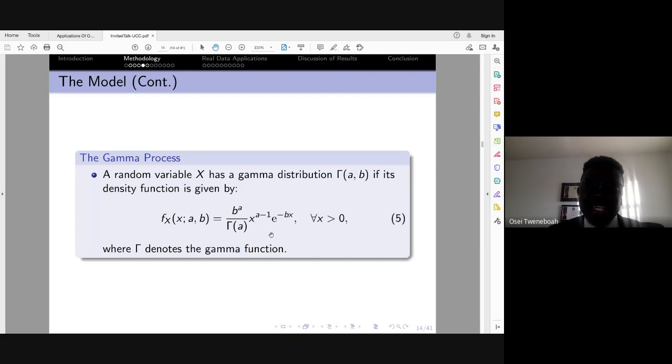Here, the gamma distribution is defined to have this probability density. Okay, so here we have two parameters for the gamma distribution. We have A, which is the rate parameter, and we have B, which is the intensity or the shape parameter.